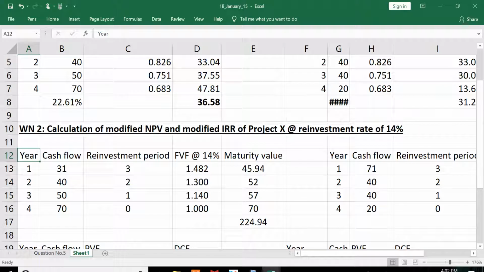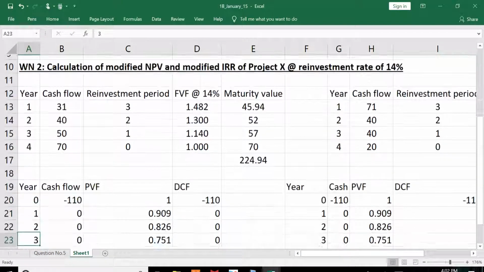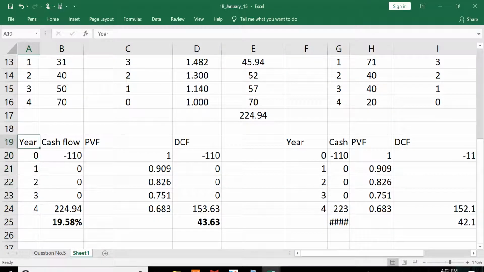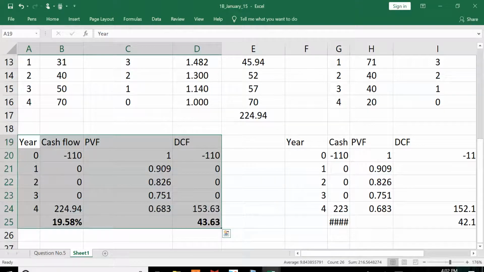Any doubts in these numbers? Okay, now you can copy this modified NPV and IRR table. Basically, calculating NPV and IRR with this is called modified NPV and modified IRR.